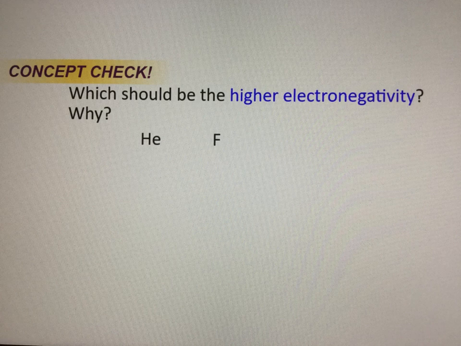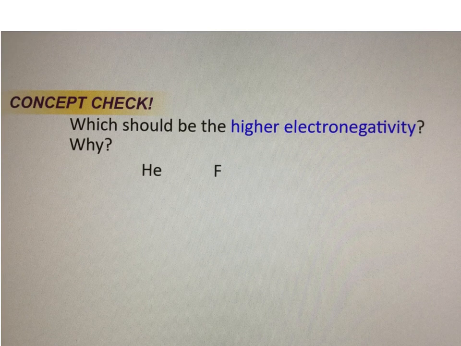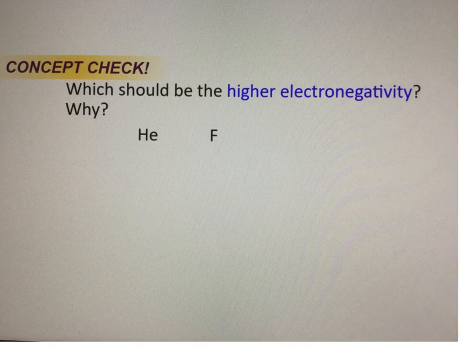So now helium is very far up, but fluorine is furthest to the right. Now, if you remember from the picture up front, some of these are an exception on electronegativity because they don't bond. Okay, so your fluorine here is going to have the higher electronegativity. Okay, very good.